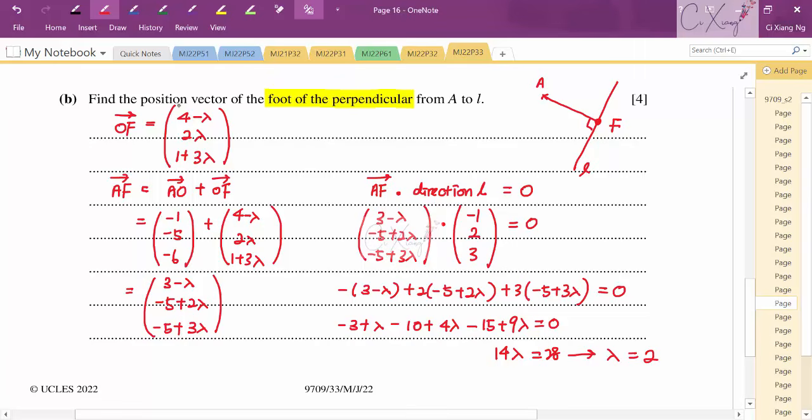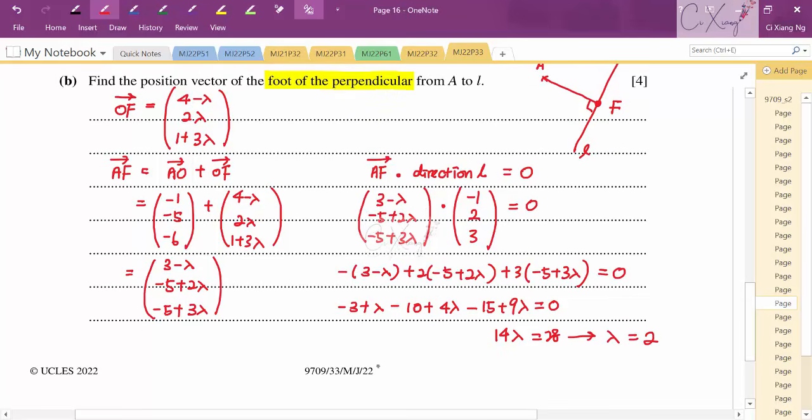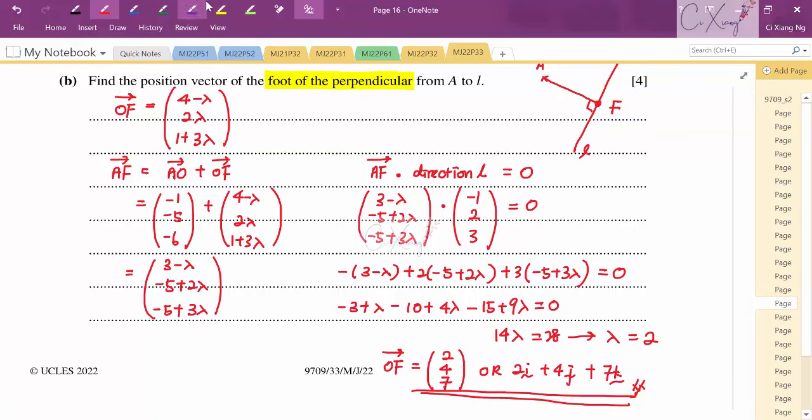For this question, they are asking for the position vector of the foot of perpendicular, which is the OF. To get the position vector for OF, I need to substitute the 2 into our OF equation. So 4 minus 2, I get a 2. 2 times 2, I get a 4. And then 1 plus 3 times 2, I get a 7. Therefore, the position vector for F will be 2, 4, 7, or you can write it as 2i plus 4j plus 7k. This is how we get the position vector for the foot of perpendicular from A to the line.